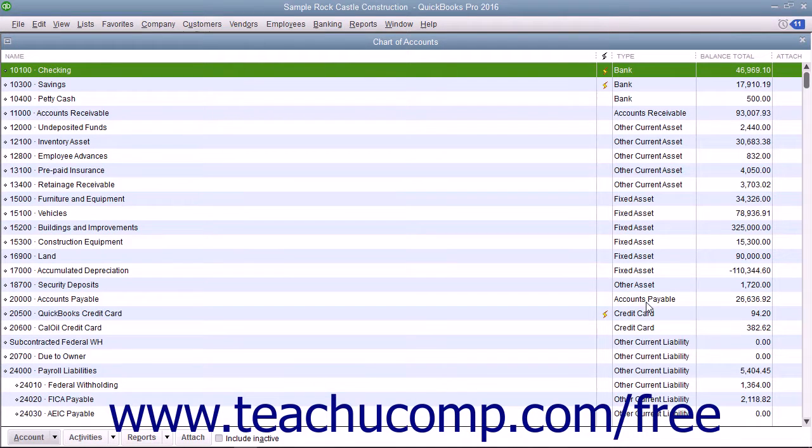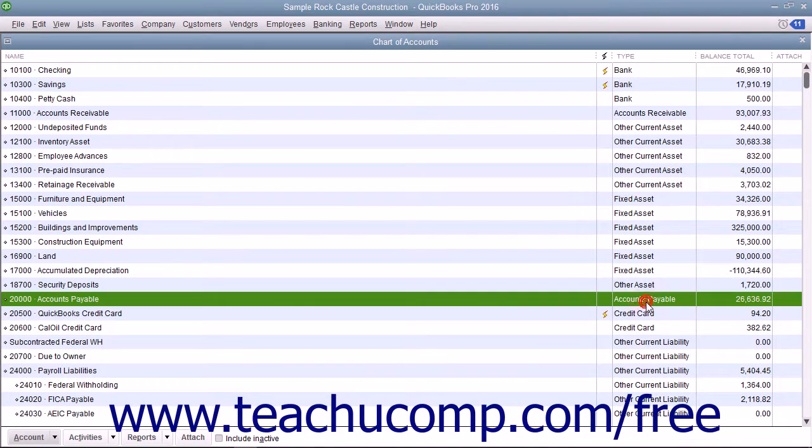Liabilities are what you owe to others. The unpaid bills that you have are specifically referred to as your accounts payable. A liability can be a loan, an unpaid bill, or taxes owed.